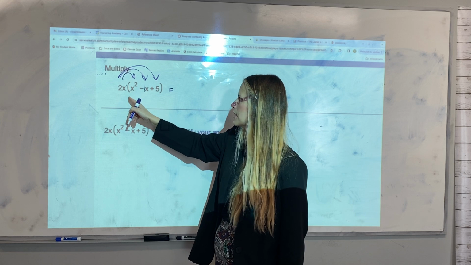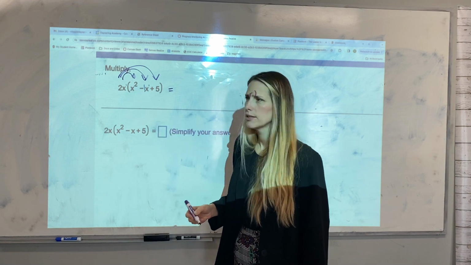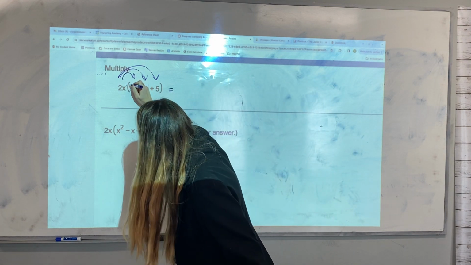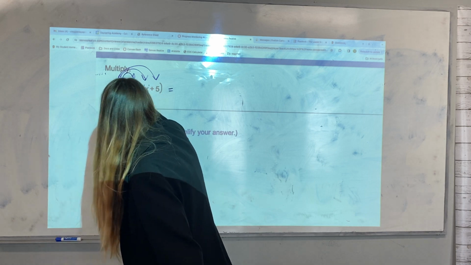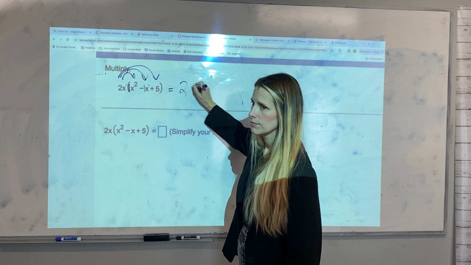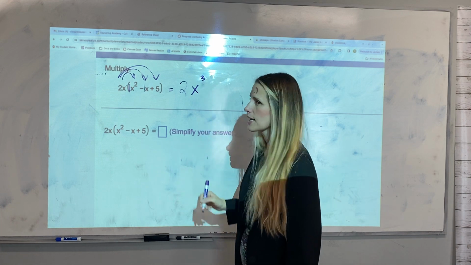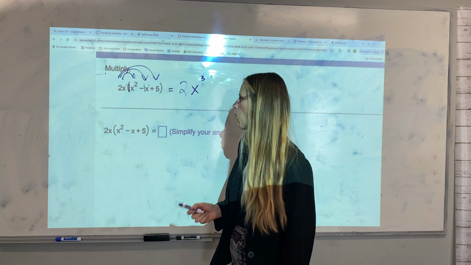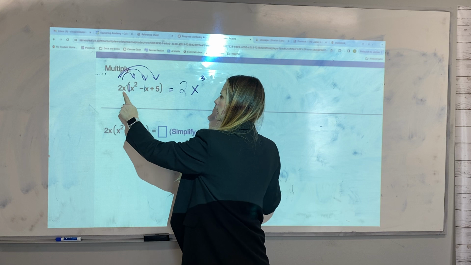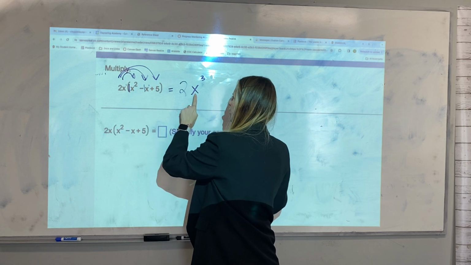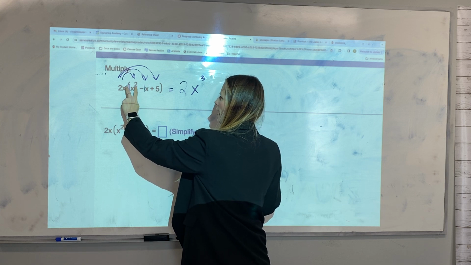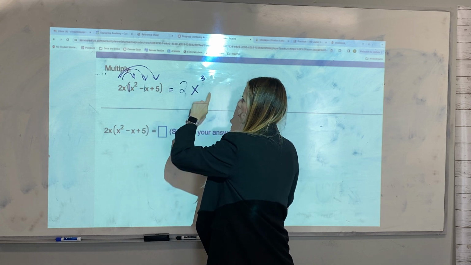2x to the first times x squared would be what? Oh, this is also naked. Put some pants on that thing. There we go. Could it be 2x to the third? Yes, good. You guys get that? 2x to the third power. Why? Because 2 times 1 is 2, and x times x squared is x cubed. Same base, add the exponents. 1 plus 2 is 3.